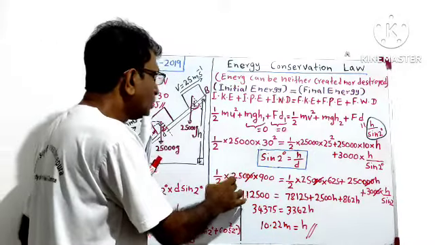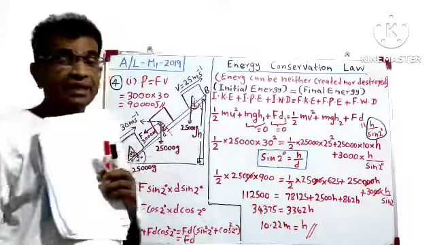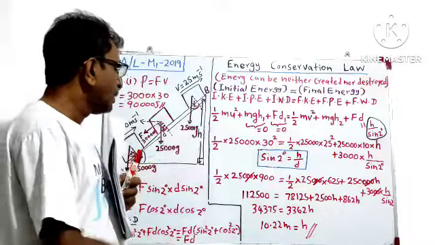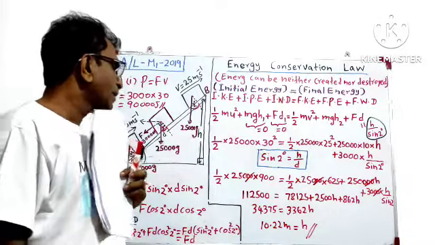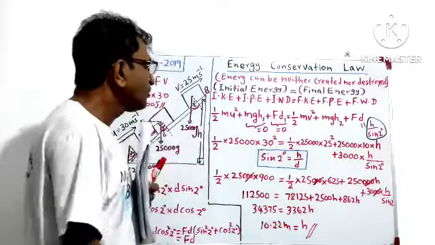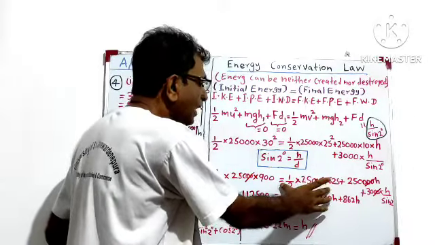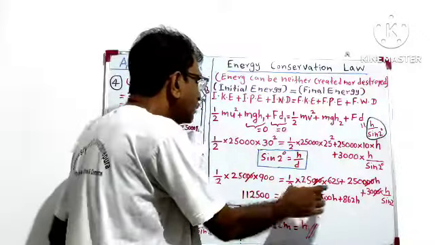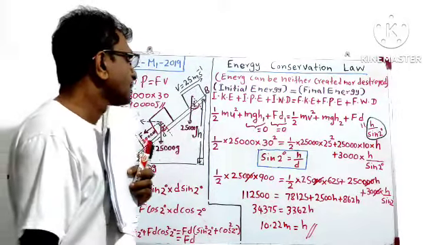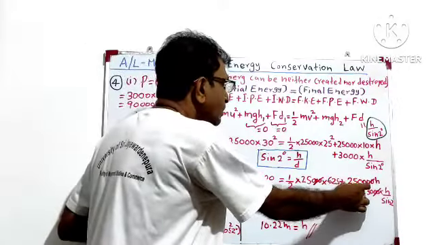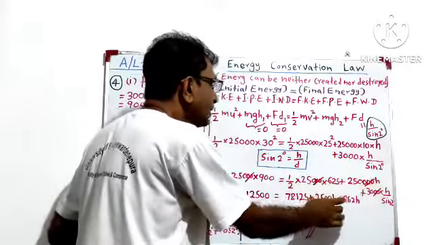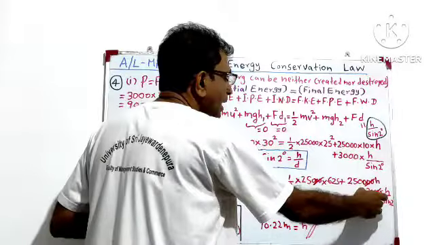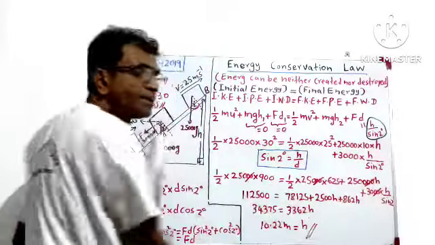Half into 250 multiplied by 900. So what is that? 112,500 equals, if we simplify the final kinetic energy, 78,125 plus this component 2,500h plus, when we simplify 3000 multiplied by h over sin 2 degrees, 862h.